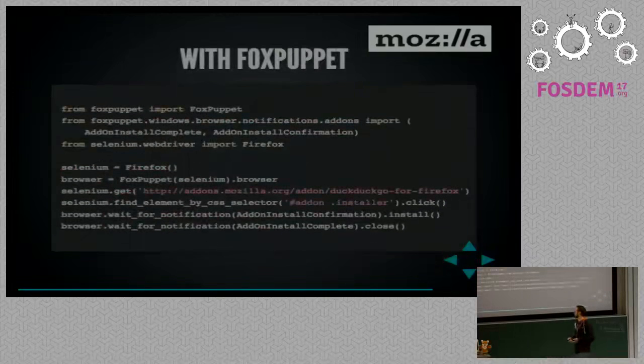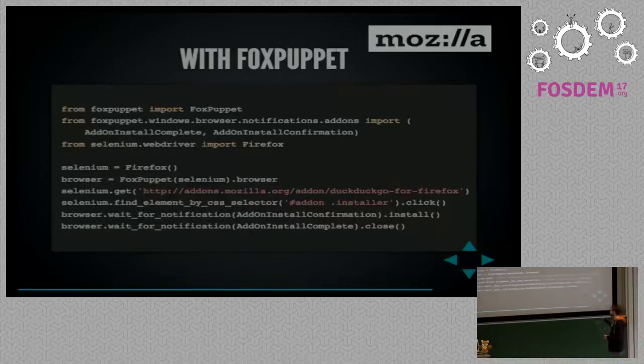But this is the code with Fox Puppet. We'll instantiate a Fox Puppet instance here. It has a browser property in there, which basically is our initial browser window. That's all we're using in this demo code. Again, we're using Selenium to open up a web page. This is all happening in content space. We're finding our button, so click install. And then these two lines here is all that we're doing with Fox Puppet.